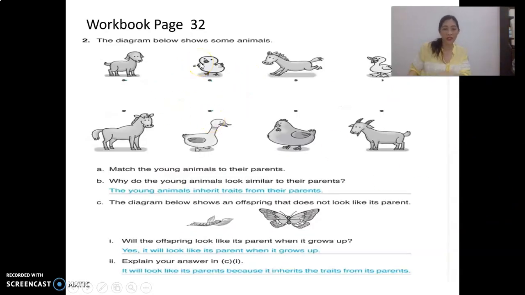Then page 32. This is page 32, number 1. Match the animals to their young. Then this is the answer. Why do the young animals look similar to their parents? This is the answer. The offspring looks like the parents when they grow up. Yes, it will look like the parents when they grow up. Explain your answer: it will look like its parents because it inherits the traits from its parents. That is the answer. So for this one, match.